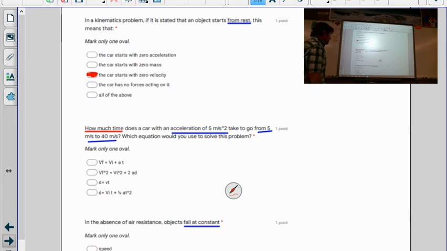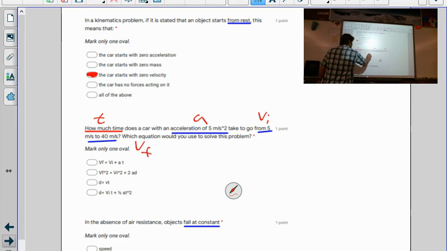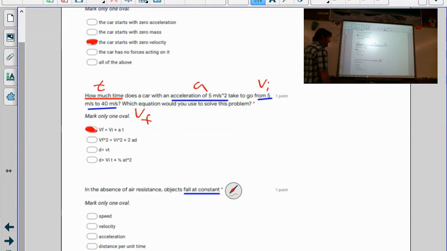How much time does a car with an acceleration of 5 meters per second squared take to go from 5 meters per second to 40 meters per second? Which equation would you use? We're looking for time. We know acceleration, we know v initial, and we know v final. So we're looking for an equation that has all 4 of those letters in it, and it would be this right here: your final velocity is your initial velocity plus acceleration times time.